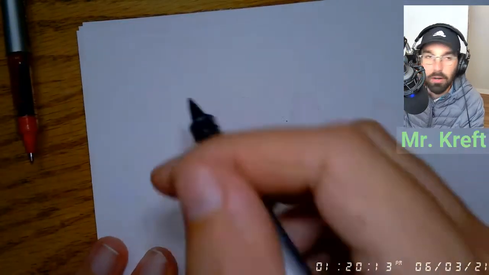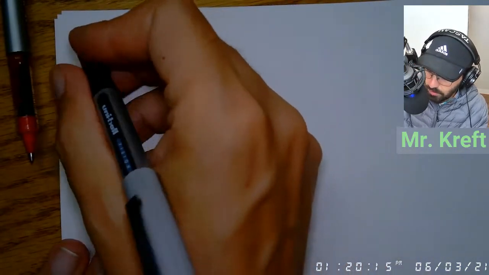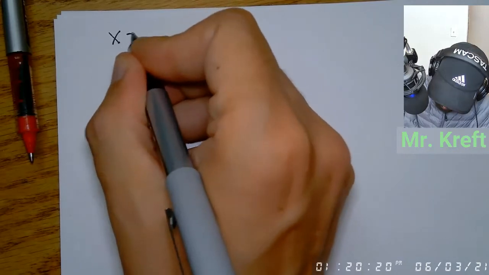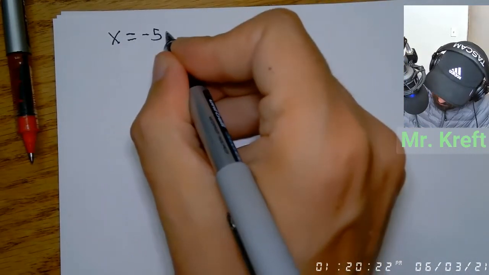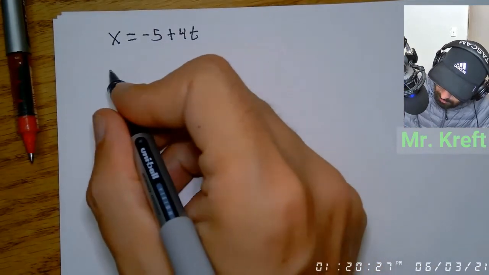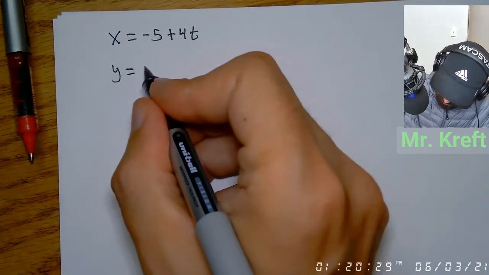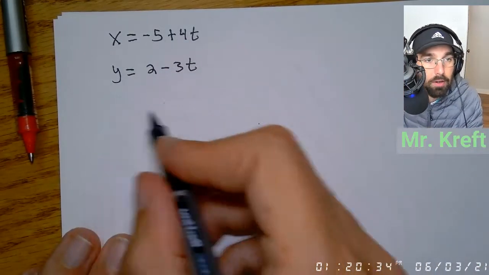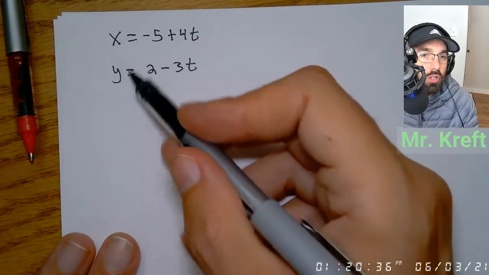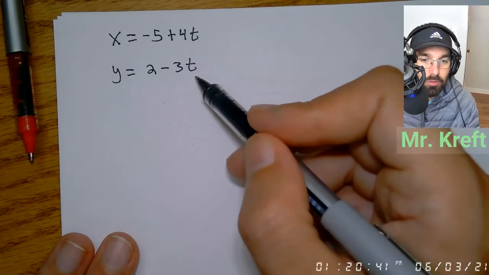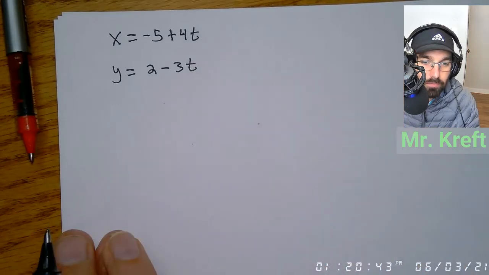All right, so our next thing that we're going to talk about, and we're going to be working on this tomorrow in class, is a parametric equation. So I'm going to have x equals negative 5 plus 4t, and then y equals 2 minus 3t. This is a parametric equation in two different parts. It has the x in terms of t, and it has the y in terms of t.